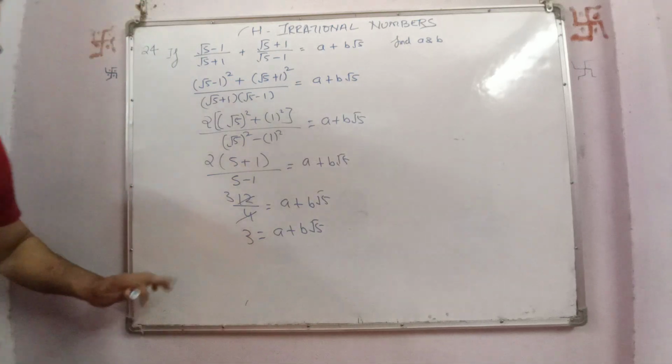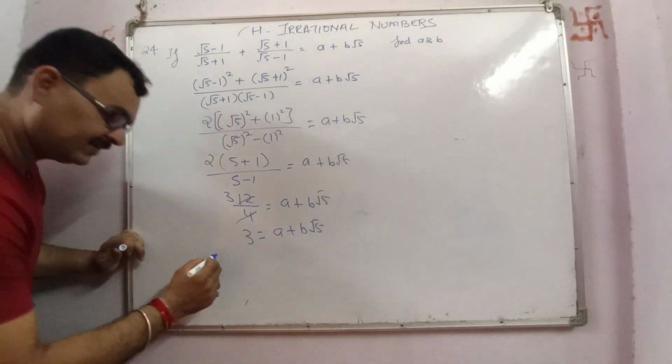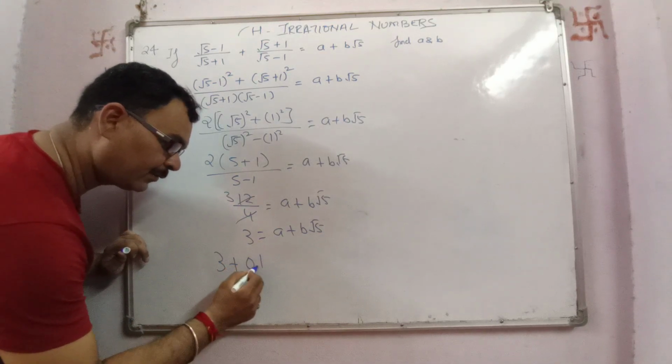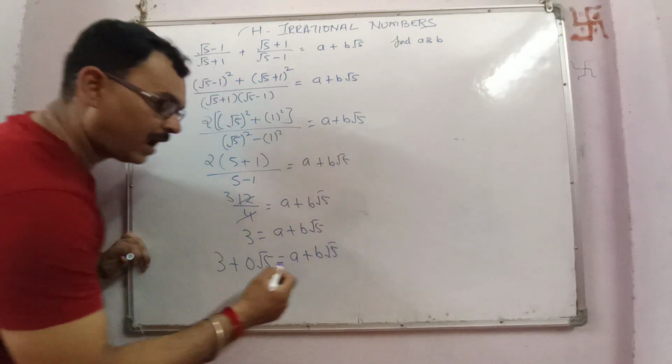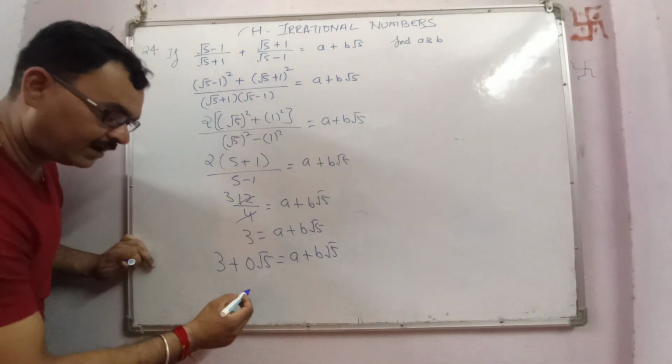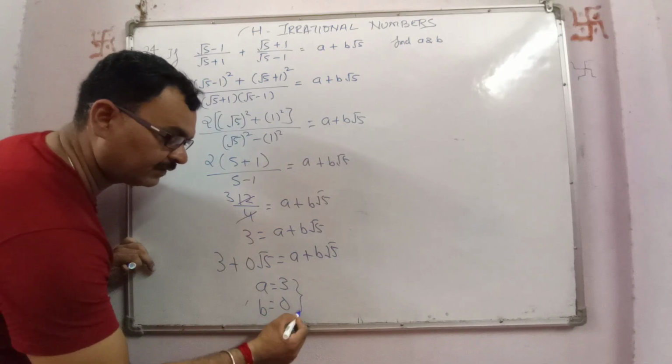Now we see that at the left hand side the irrational part is not there. So we can easily write 3 + 0 root 5 is equal to a + b root 5. And on comparing the rational and irrational parts, a is equal to 3 and b is equal to 0 is the answer.